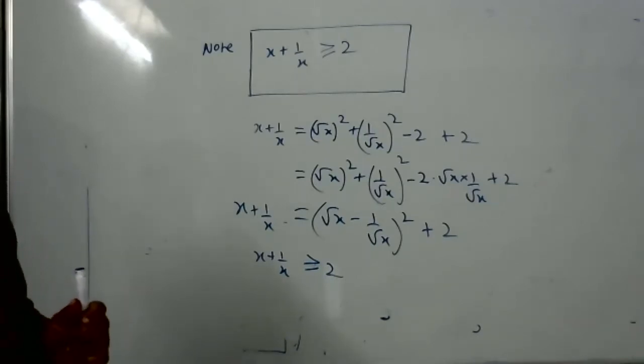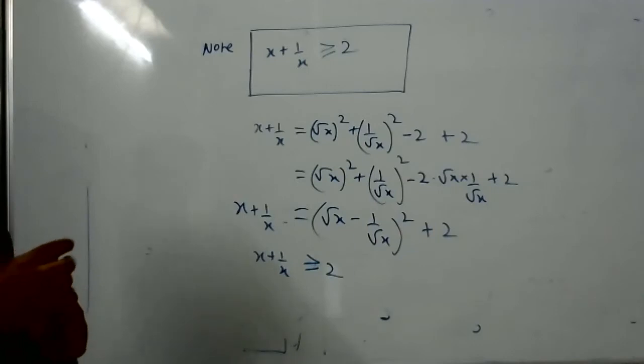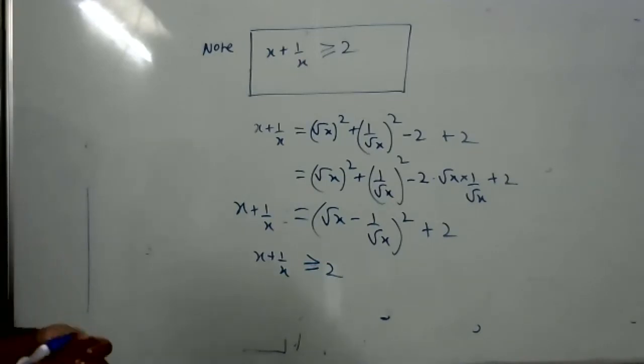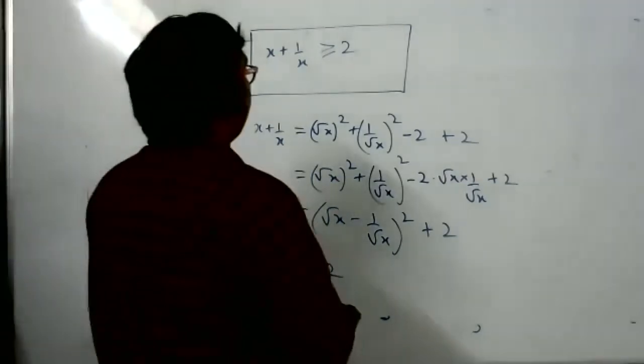Less than minus 2 and more than 2. That way also we can say. So it can also be therefore mod of x plus 1 by x. Very good. So I think I wrote incomplete only. So we can rectify this.